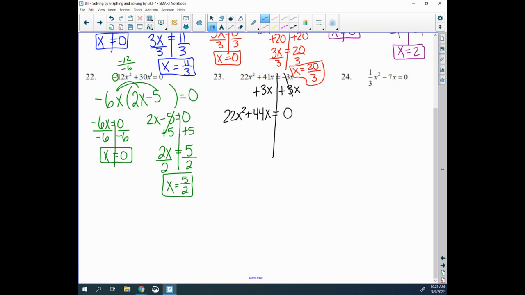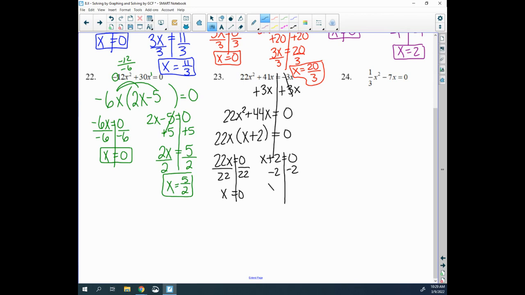All right, so we're going to pull out our GCF, which is 22x. That's going to leave me with x plus 2, since 22 times 2 is 44. Set each factor equal to 0. Over here we divide, and over here we subtract.